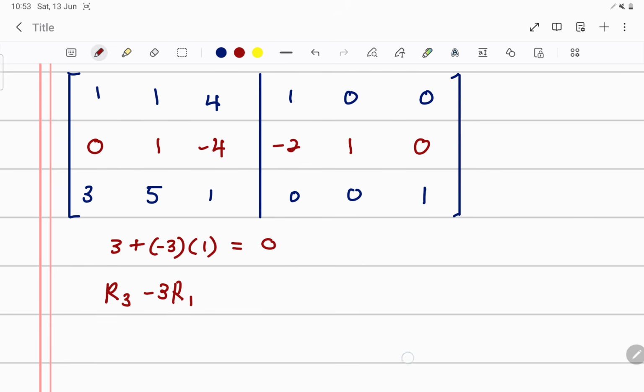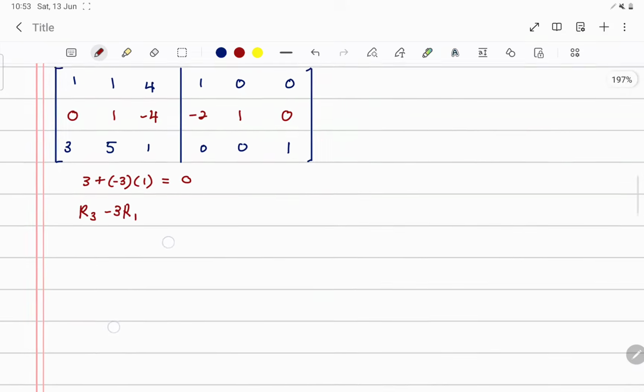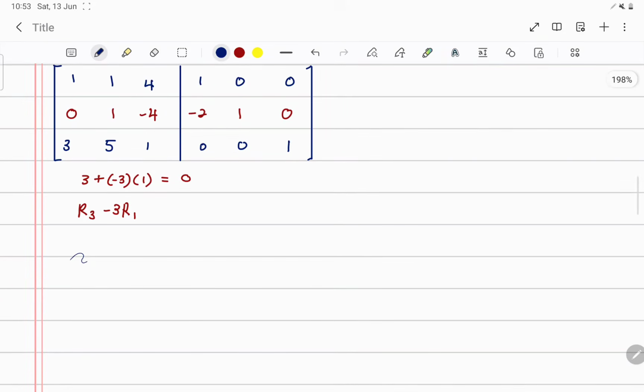Okay. So now we will change the row number 3. So what you have to do is copy row number 1 and row number 2. So I copy row number 1 and number 2 first.